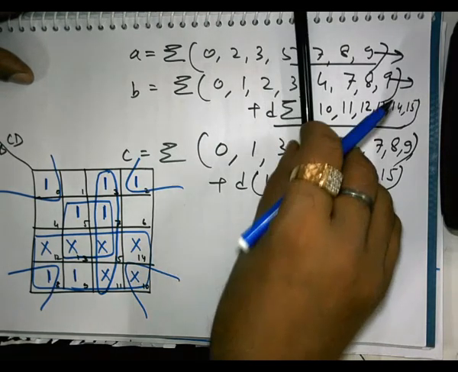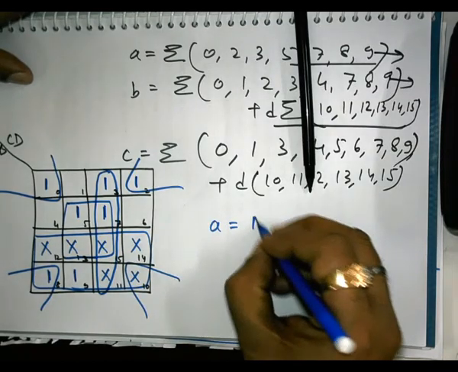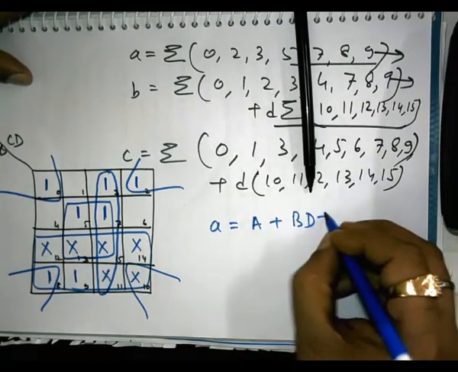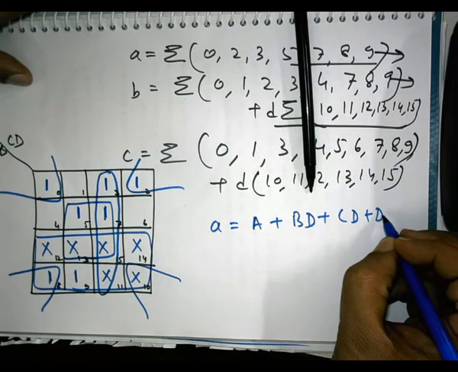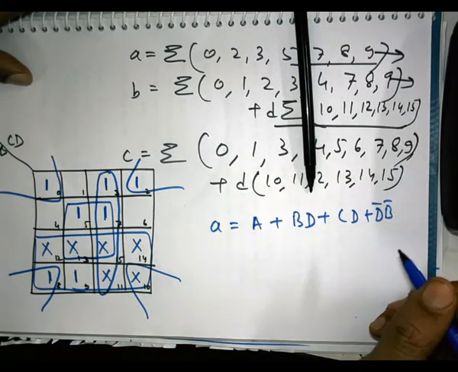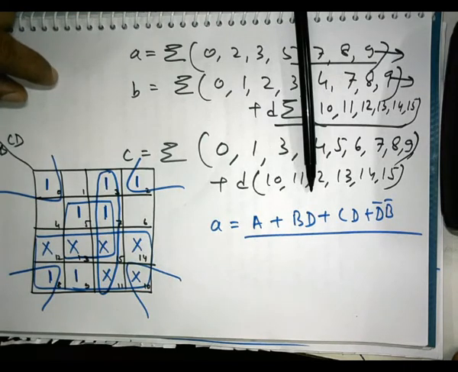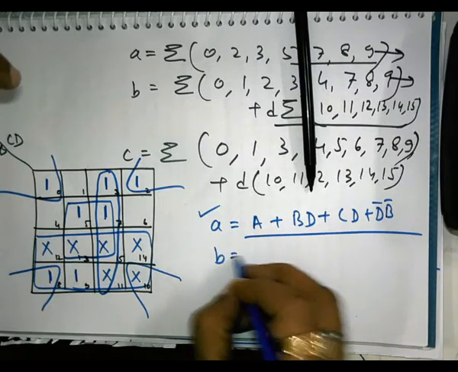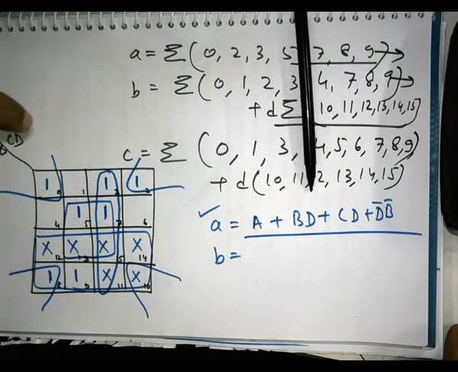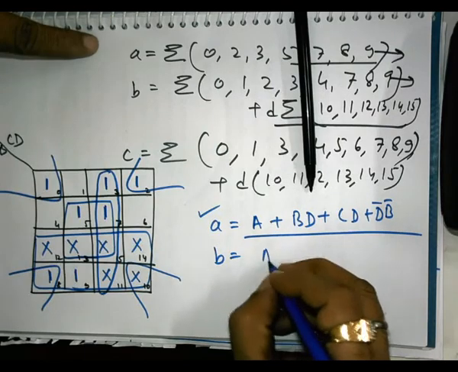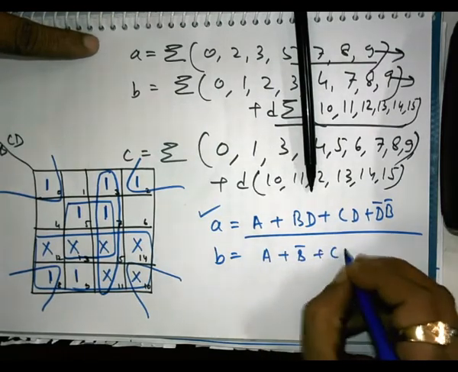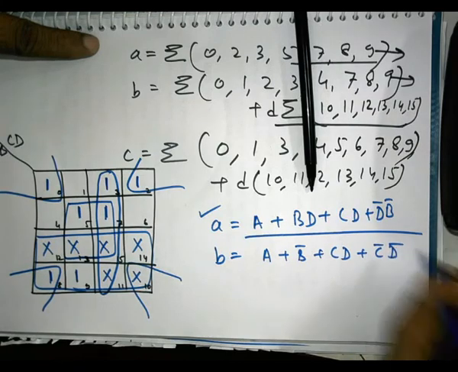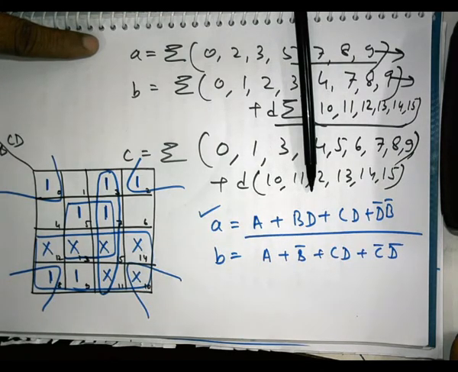Got the point? So what comes out for A? A plus BD, you solve it, you will get CD plus D bar B bar or B bar D bar. Okay. So this way you can realize function for LED corresponding to segment A. Similarly, you can form a function for LED corresponding to segment B, and it comes out to be A plus B bar plus CD. I am straightforward, I am writing down the result, but you can derive it. Okay.